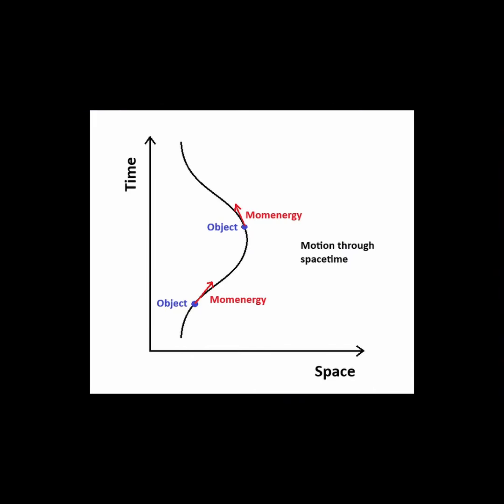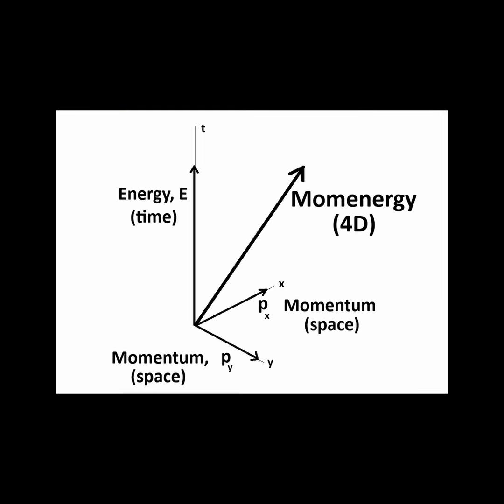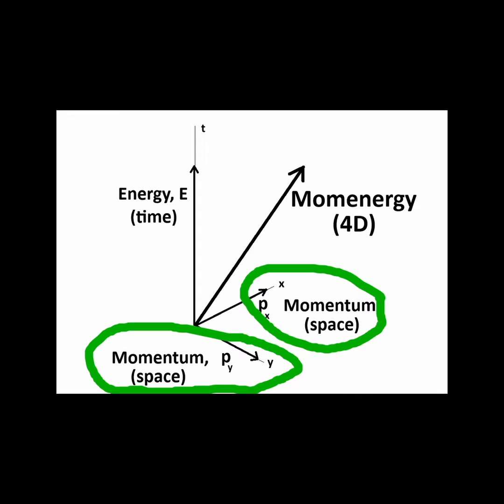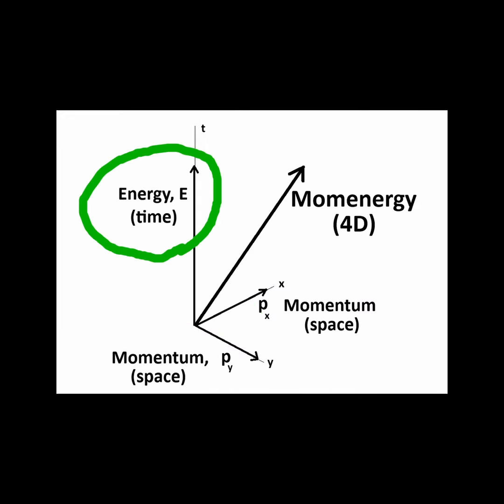Momenergy has three components directed in space and one component directed in time. It is difficult to properly visualize a four-dimensional object, but we can look at it in a simplified version if we assume the momenergy component of one dimension of space is 0. In this case, we have two dimensions of space in the horizontal plane with one dimension of time pointing upward.